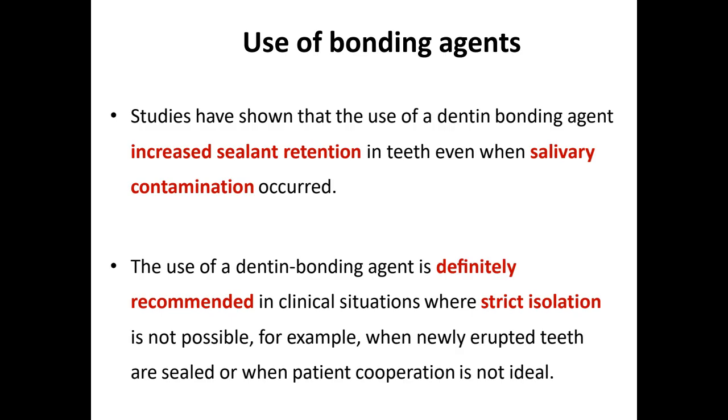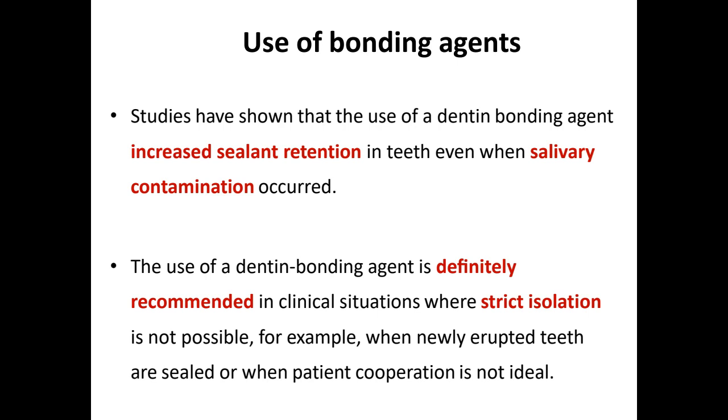The next is the use of bonding agents. Overall, in the procedure, we never mentioned a bonding agent after etching the tooth surface. Now, will applying a bonding agent really help us? What the studies have shown is that the use of a dentin bonding agent increases sealant retention in teeth when salivary contamination has occurred.